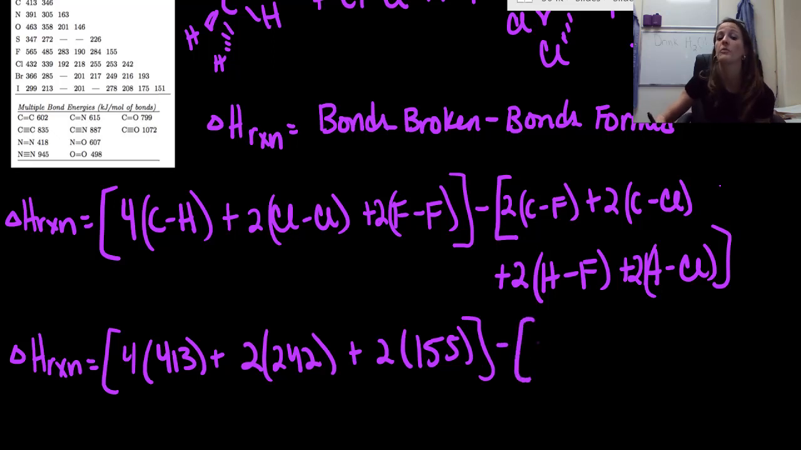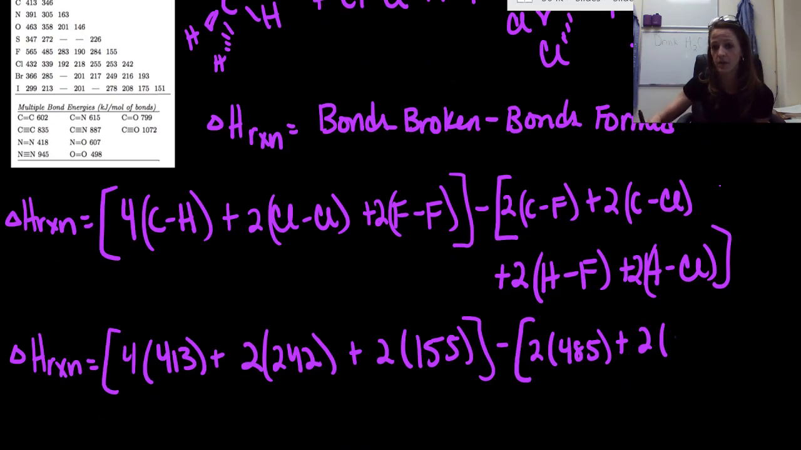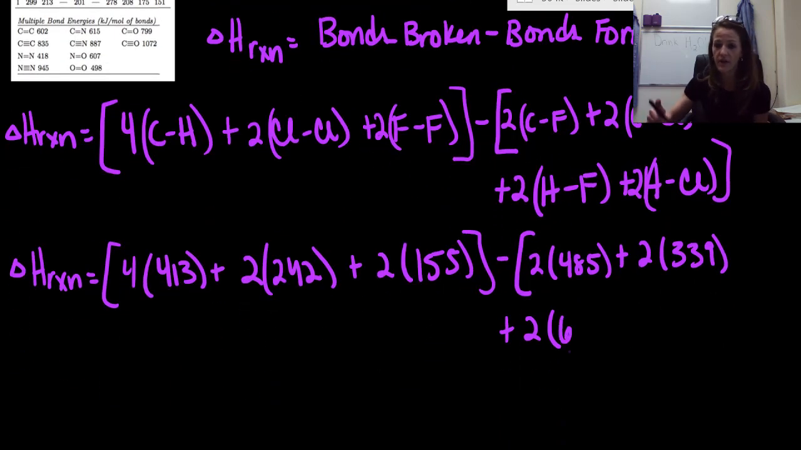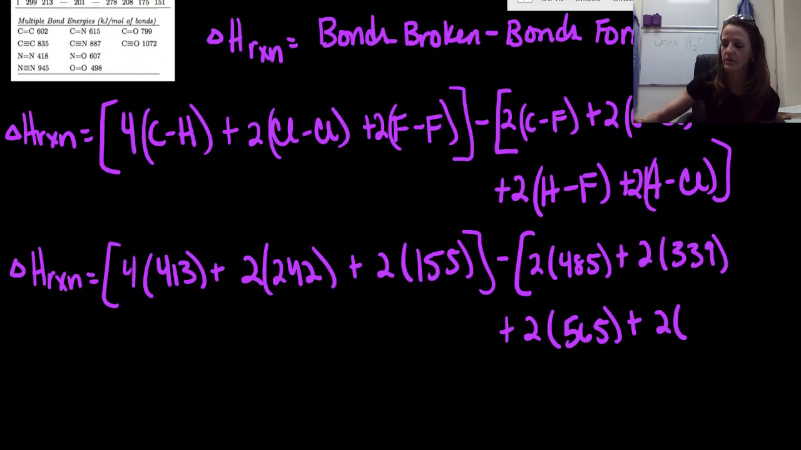And then we subtract out our bonds formed. So 2 times our carbon-fluorine bond. We have our carbon-fluorine, that is about 485. And then we have 2 times our carbon-chlorine bond. And so we have carbon here, chlorine 339. So 2 times 339. And then we have 2 times our hydrogen-fluorine bond. So our hydrogen is here, fluorine is here. We have 565. So 2 times 565. These take so long, don't they? And then the last one, 2 times our HCl. So we have our H right here, chlorine down here at 432.